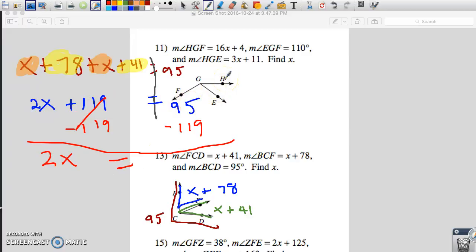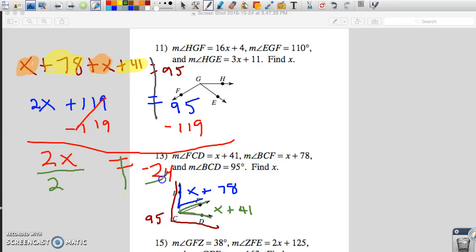95 minus 119, do it in your calculator. 95 minus 119 is going to give me a negative 24. If you notice, x is still not by itself, is it? So what do we do? Remember, that means multiplication. Any number right next to a letter means multiplication. So we'll divide by what we see. Divide by 2. Remember, keep the sign though.